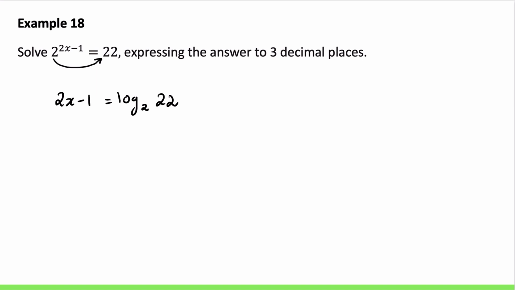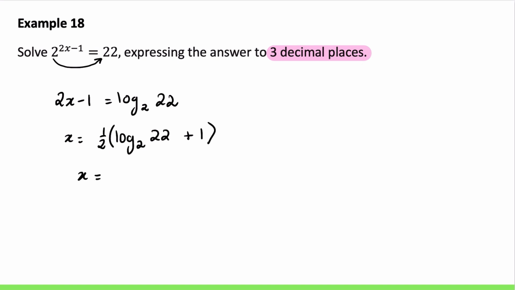Now we can rearrange to get x by itself, so that means that I can take the 1 over by adding it, and then I'll divide everything by 2. So that is the answer. However, it does ask us to do it to 3 decimal places. So you just need to go ahead and type that into your calculator.